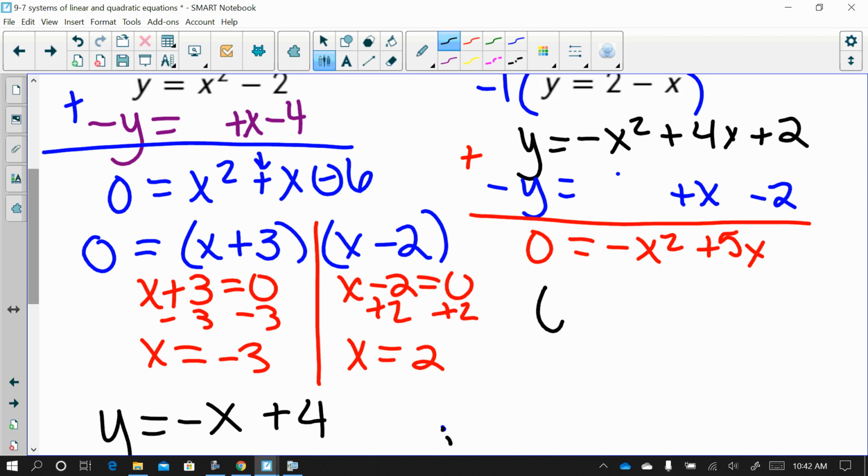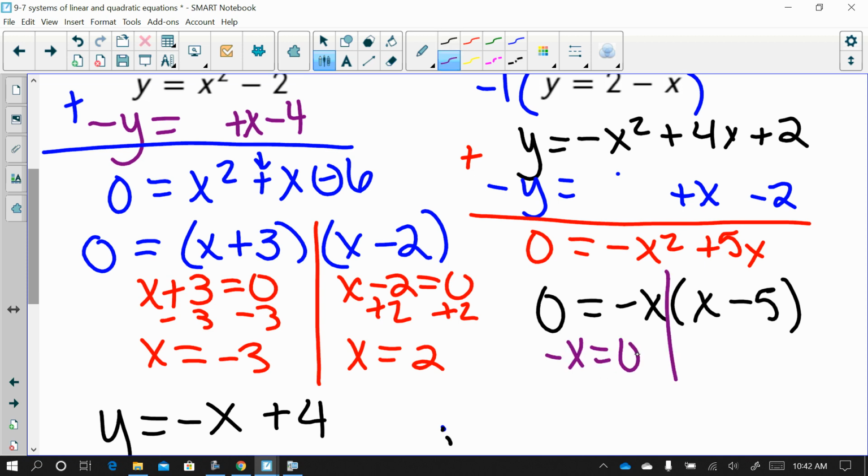So let's start by pulling out my GCF. I personally don't like the negative, so I'm going to pull out a negative x. I get x minus 5. From here, again, just split it down the middle. Negative x equals 0. x minus 5 equals 0.